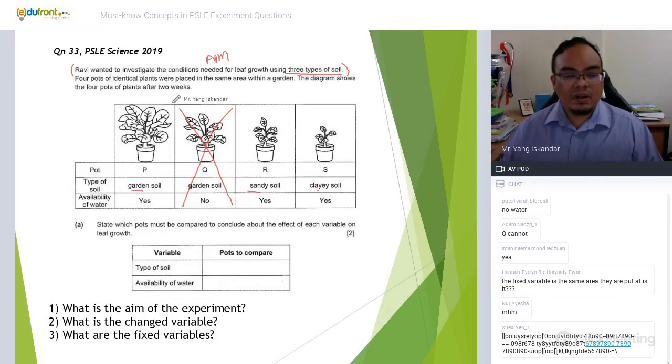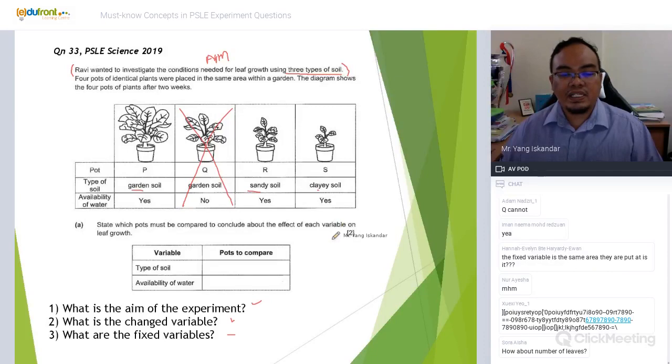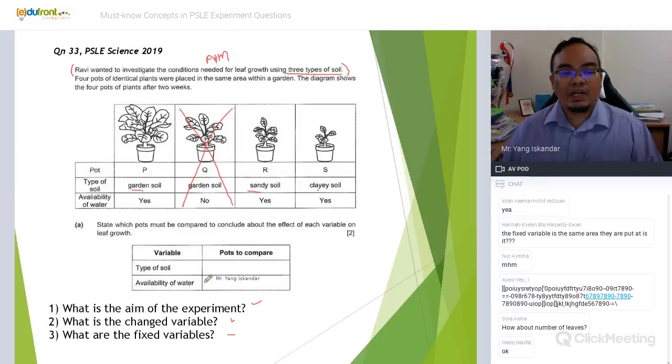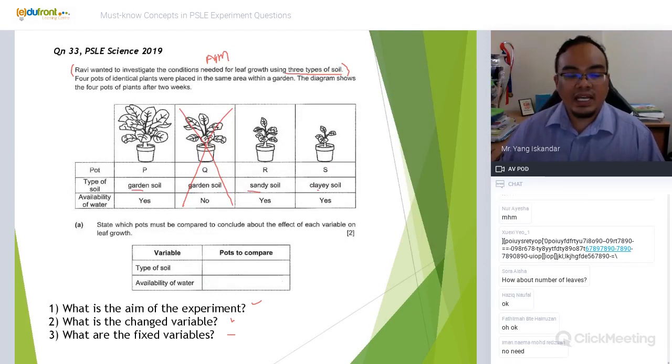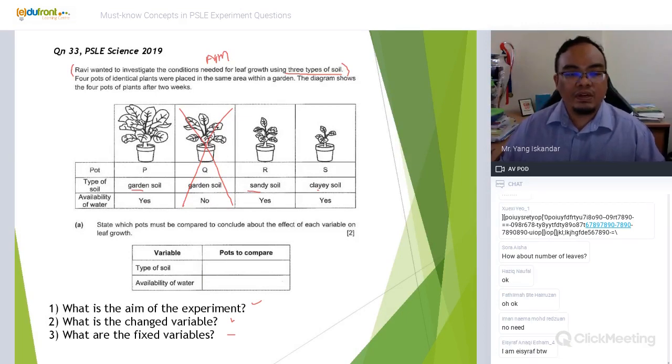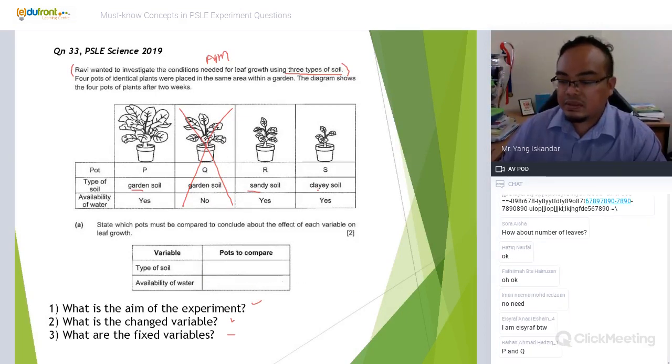So before you attempt this question, you should ask yourself these 3 questions. What is the aim? What is the change variable? What is the fixed variable? And remember, this is a 2-mark question. So the type of soil is P, R, and S. What about if you want to test availability of water? If you want to change the change variable to availability of water, which setup will you use?